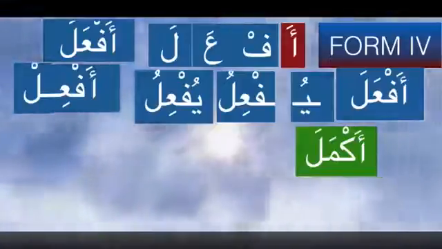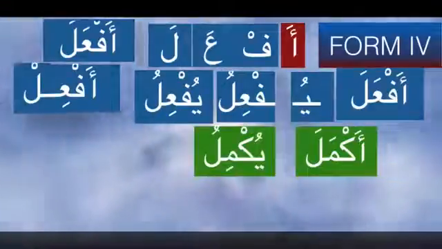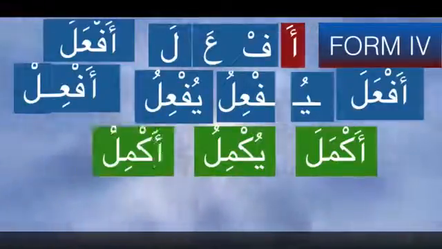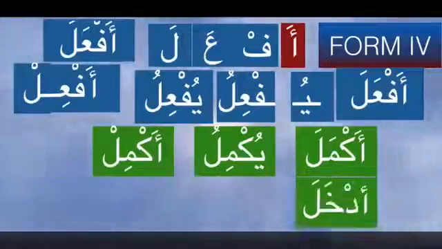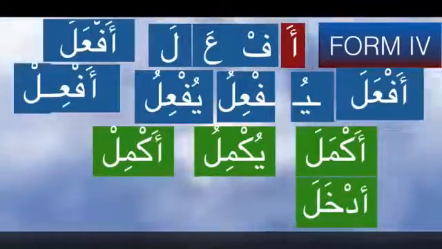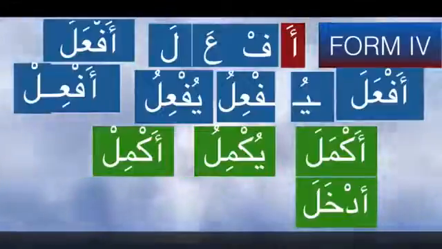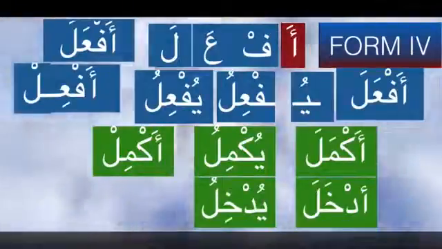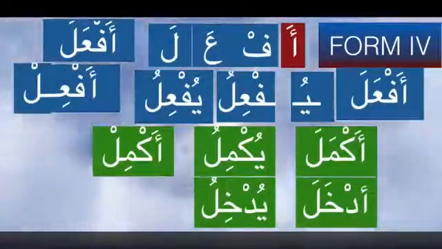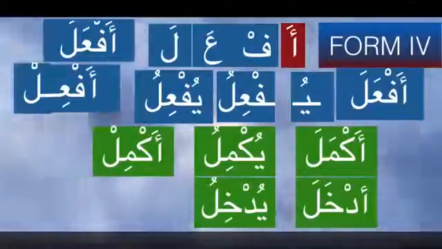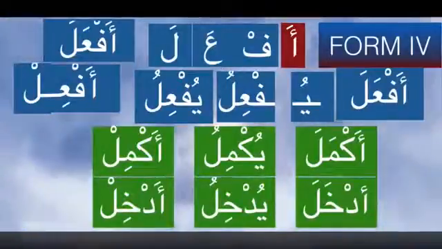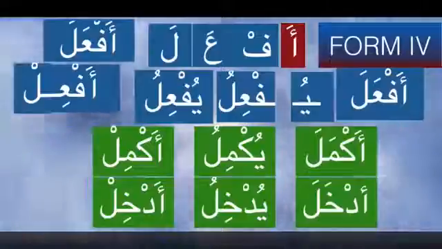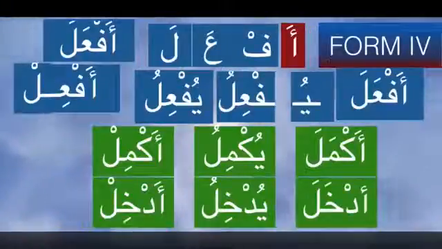So let's give some examples. Akmala, he completed. Yukmilu and akmil, complete. Adkhala, he entered, he took something and entered. Yudkhilu, he is taking something in. And adkhil, to enter something. Adkhil. So that's form 4.